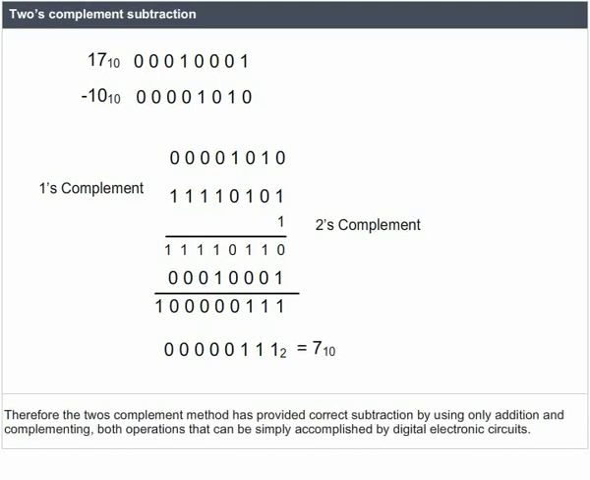Therefore, the 2's complement method has provided correct subtraction by using only addition and complementing, both operations that can be simply accomplished by digital electronic circuits.